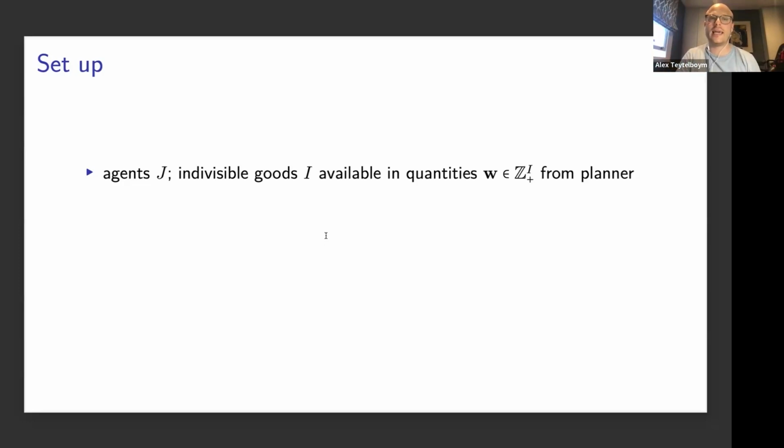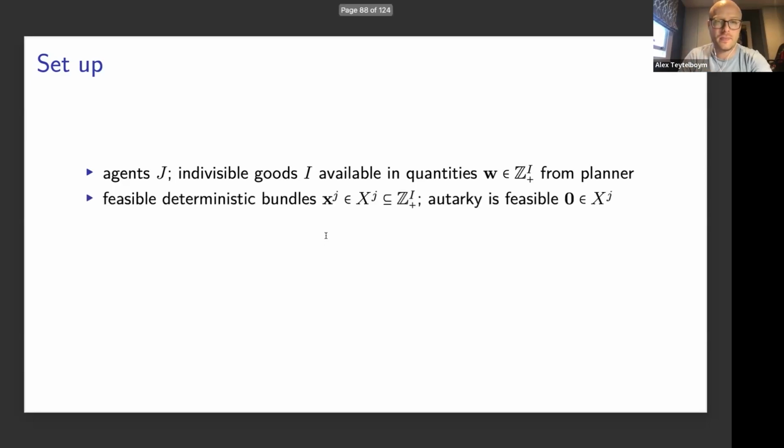Agents are going to be called J, indivisible goods are going to be I, and they'll be available in these quantities W. Just remember, W is not an endowment of the agents, it's the endowment of the planner, and he's giving away these goods for free to the agents. The question is, can we do this in an efficient manner using some lottery-like mechanism?